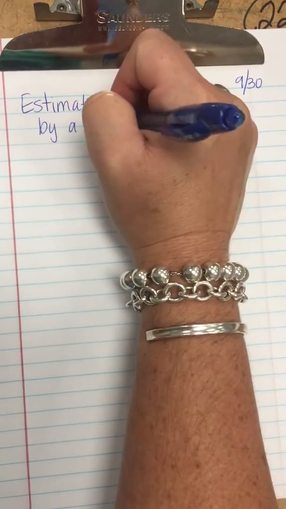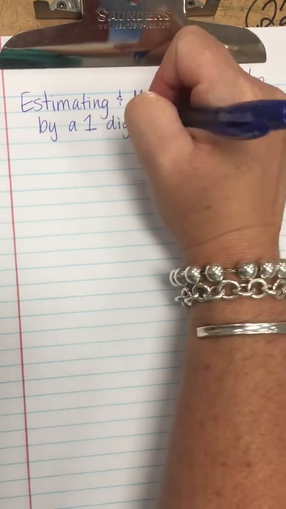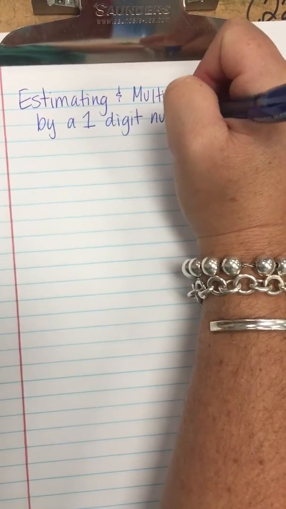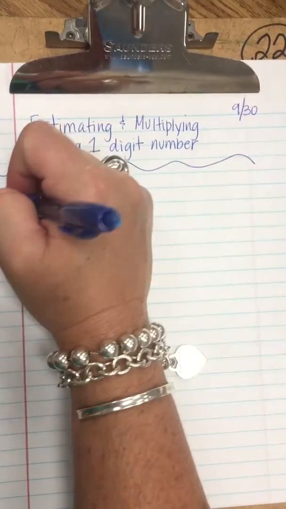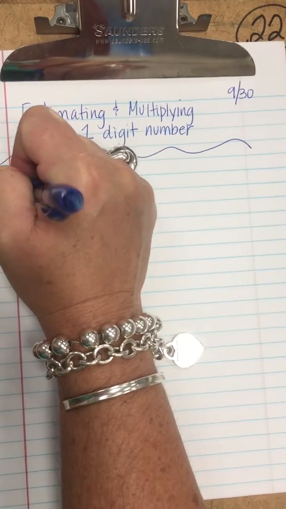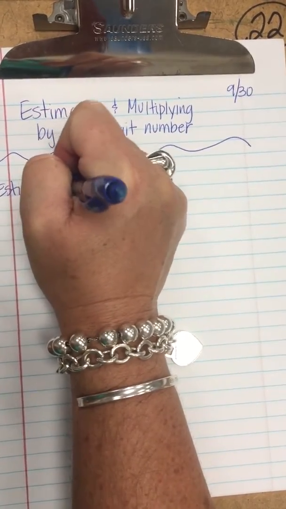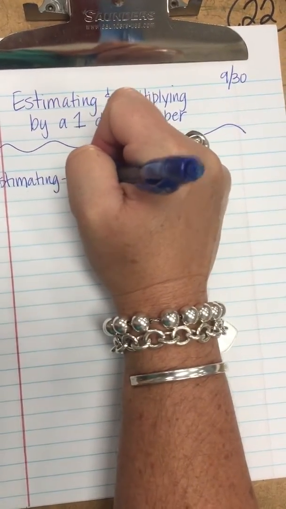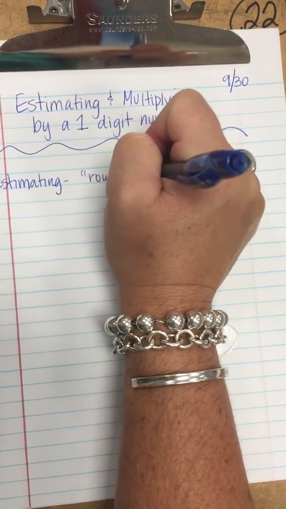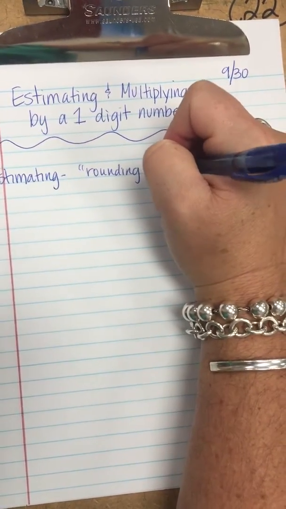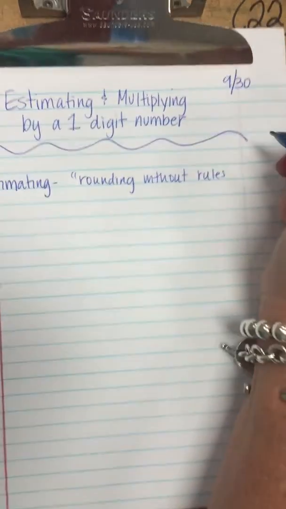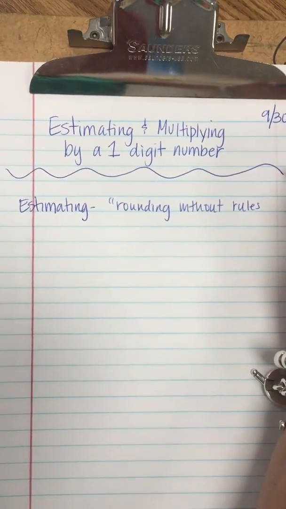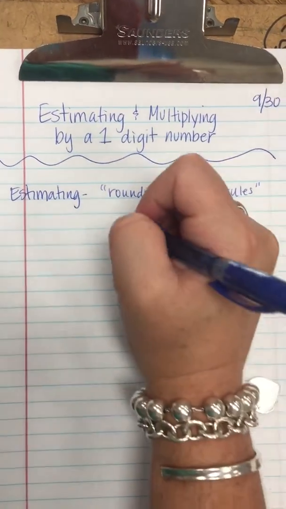by a one-digit number. Okay? So you have your pencil and your paper, your notes. First of all, let's review estimating. In my class, I've talked about how estimating is called rounding without rules. Okay? Rounding without rules is what it's called.